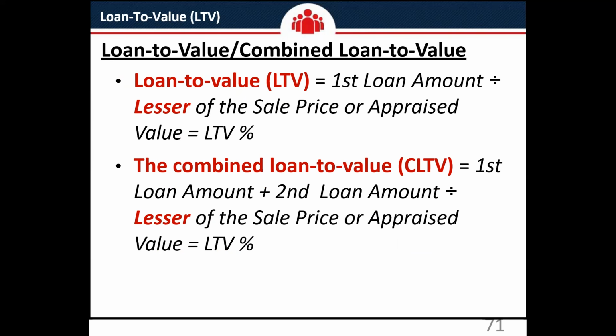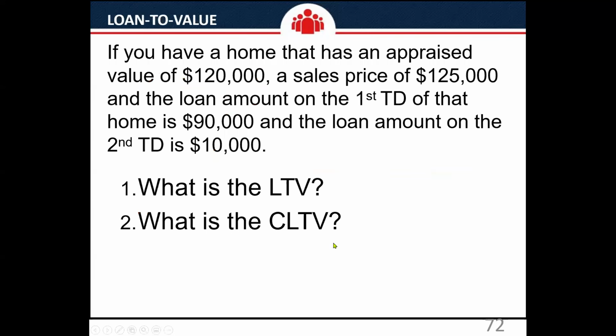The combined loan to value, CLTV, is the first loan amount plus the second loan amount divided by the lesser of the sales price or appraised value. Combined loan to value, you take the first loan amount, take the second loan amount, and then divide it by the lesser of the sales price or appraised value. So if you guys want to do these calculations, and Gita, I know you're on here, you're pretty good with the math, so you want to lead the charge on these calculations and post in the chat, and I can tell the others what the answer is if they don't have it.